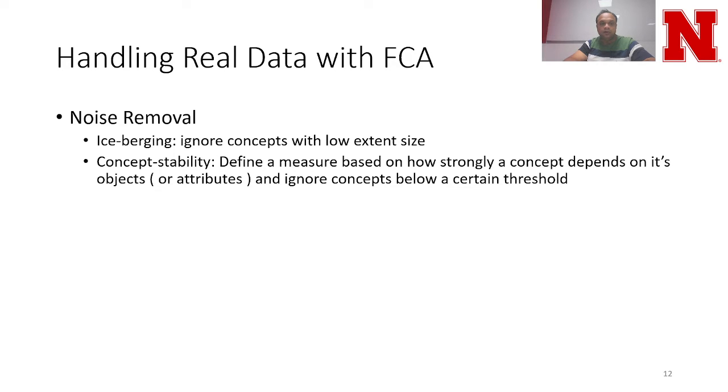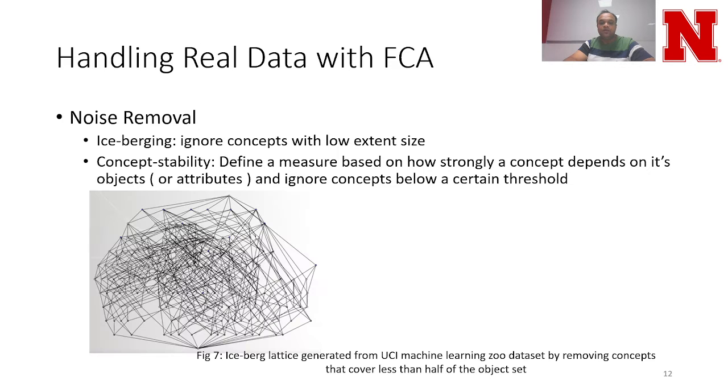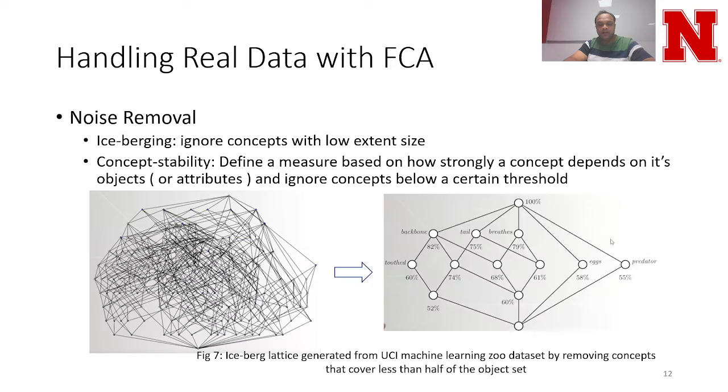The third important concept, which is very applicable in big data, wherein a lot of noise is present in the data, which means false positives are present, is iceberging, wherein concepts with low extent size are removed. This way, a good number of concepts can be removed and the lattice size can be smaller. Here is an example of the iceberg lattice from a modified UCI machine learning zoo dataset. As you can see how the concept lattice looks, if we reduce it by applying iceberging, which means removing concepts that only cover half the object set, the lattice becomes very nicely structured, as we can see on the right side.